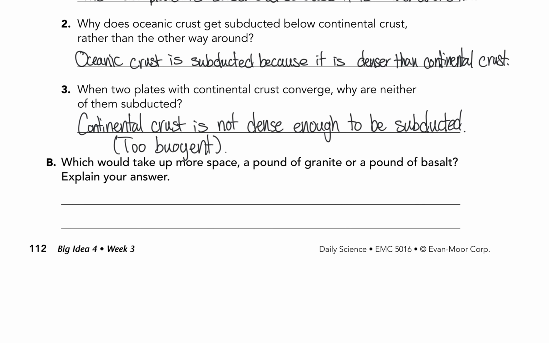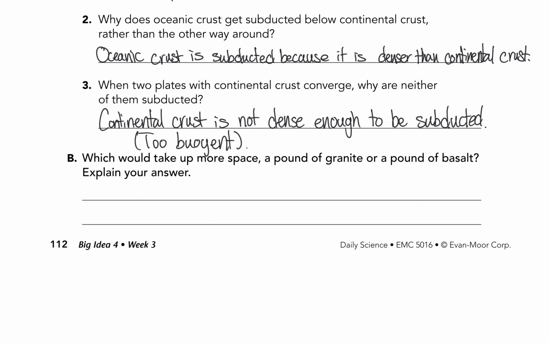Which would take up more space, a pound of granite or a pound of basalt? This is like asking that question, what's heavier, a pound of feathers or a pound of gold? And it's, of course, a trick. They both weigh a pound. But if you think about this, the pound of feathers is going to take up way more space than the pound of gold. A pound of gold is going to be relatively small. A pound of feathers is a lot of feathers. And that's because the feathers are less dense.